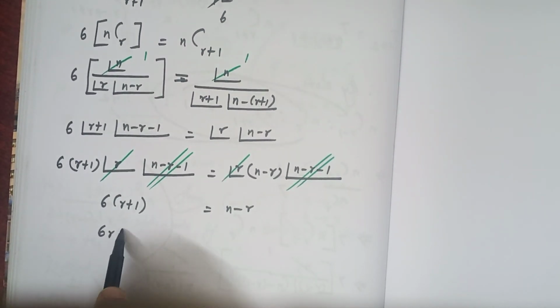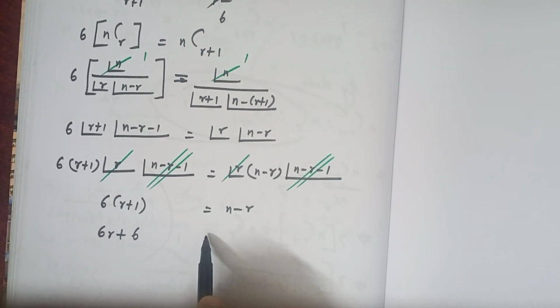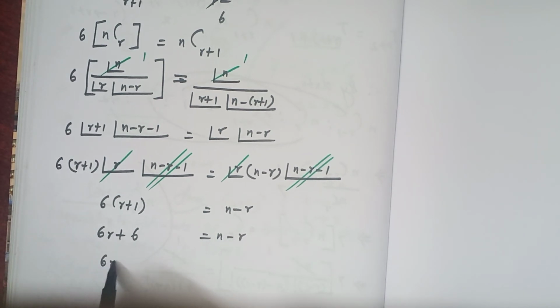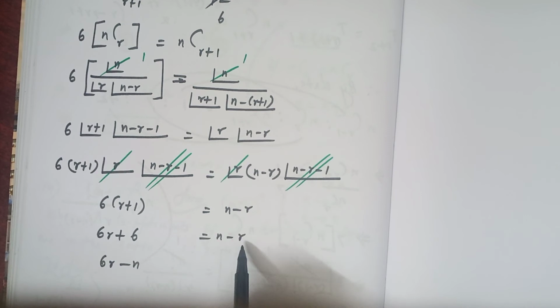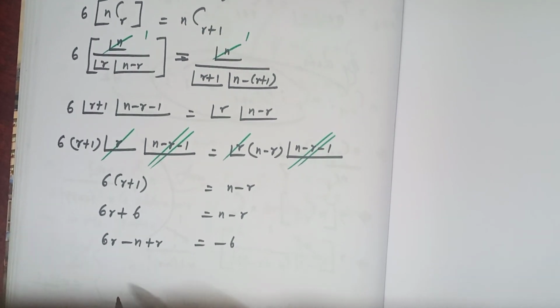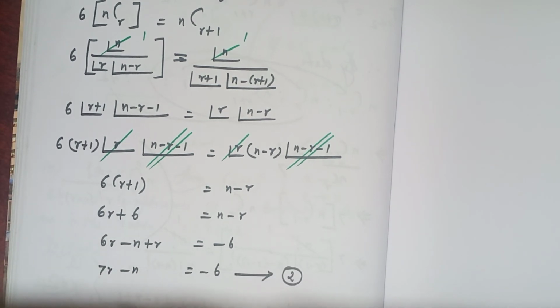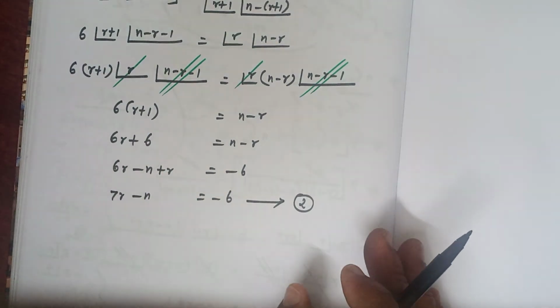6 into r, 6r, 6 1s are 6, that is equal to n minus r. 6r plus n comes left hand side, minus n, minus r comes left hand side plus r, and plus 6 comes right hand side minus 6. 6r plus r, that is 7r minus n, that is equal to minus 6, that is equation number 2. Now I am going to solve 1 and 2 by elimination method.